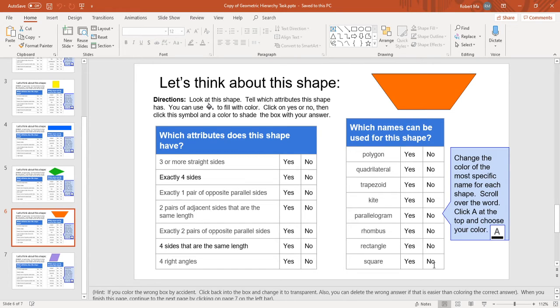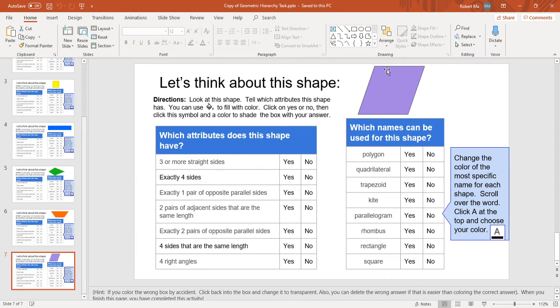So it is a polygon, it is a quadrilateral, and it is a trapezoid. And it is not any of these other things. It's not a kite. It's not a parallelogram, right? Because it only has one pair of parallel sides. It's not a kite because the adjacent sides are not the same. It's not a rhombus because all four sides are not the same length. It's not a rectangle because it doesn't have 90-degree angles, and it's not a square because it doesn't have 90-degree angles and the sides are not the same length.